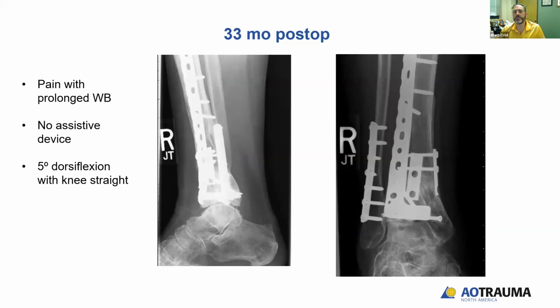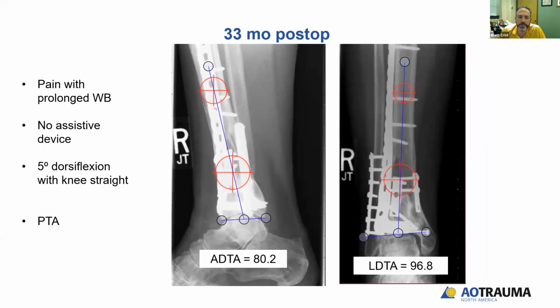And this is her 33 months later. She obviously is getting some ankle arthritis, and she fell into some varus as she was healing. You can see that on the mortise view. But she ambulates without any assistive device and has about 5 degrees of ankle dorsiflexion with her knee straight. So that's not too bad. She has pain with prolonged weight bearing. These were her final angles on those films. She did fall into about 5 or 6 degrees more varus, but her anterior distal tibial angle stayed around 80.